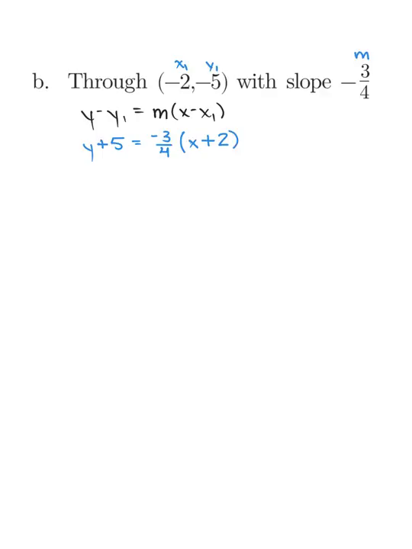We still want to solve for y. So again, my first step is to clear the parentheses. I want to distribute. So my left side of the equation will stay the same. We have y plus 5. On the right side of my equation, I want to distribute the -3/4. So I get -3/4 x.